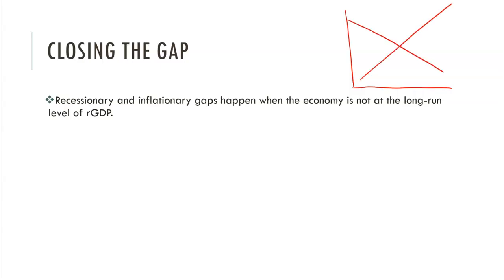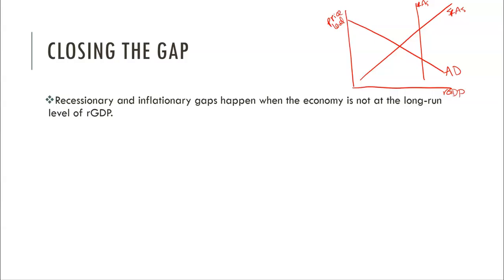Okay, so if you remember from a couple chapters ago, we've got this long run aggregate supply, which is a vertical line. We've got an upward sloping short run aggregate supply and a downward sloping aggregate demand. And over here, we've got a price level. And down here, we've got real GDP.